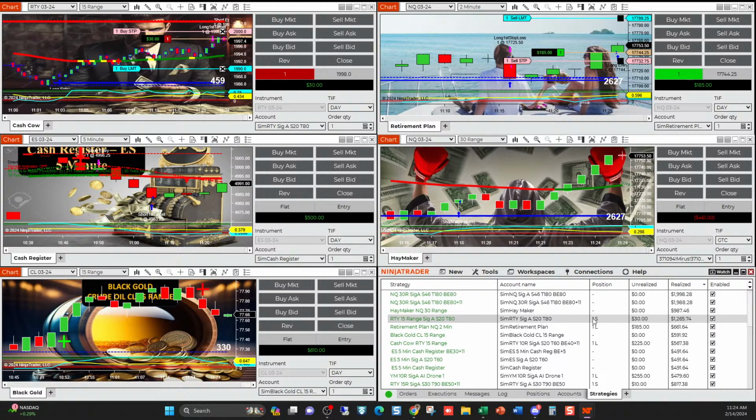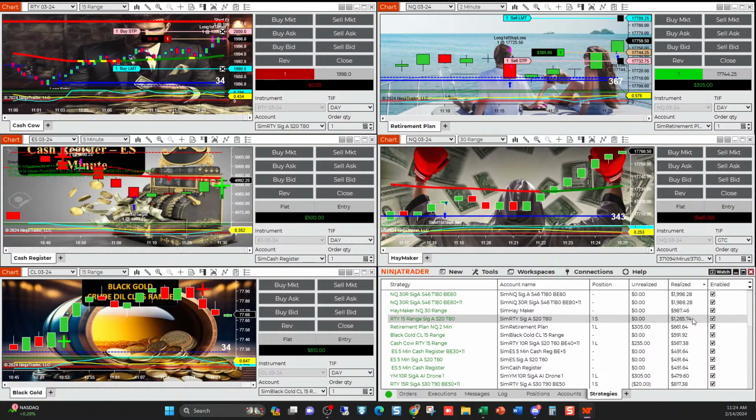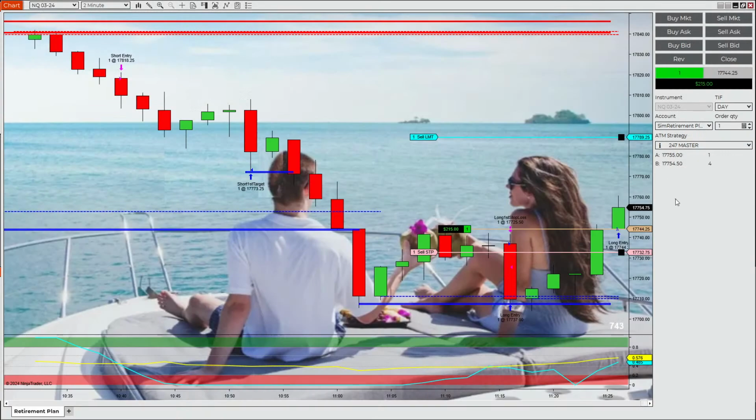It's this one right here, 2080. Order submitted. The NQ is on a mission. Okay, the retirement plan's back in. Here we go. So we should tap out, I think, at $1,000. Hopefully you can move this in our direction and tap this one out for the day.